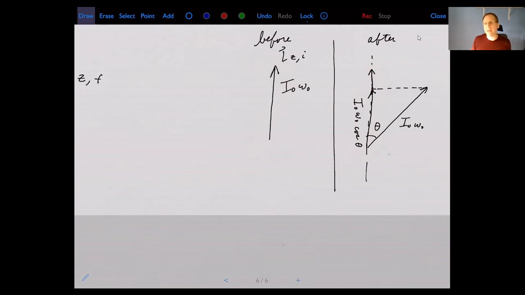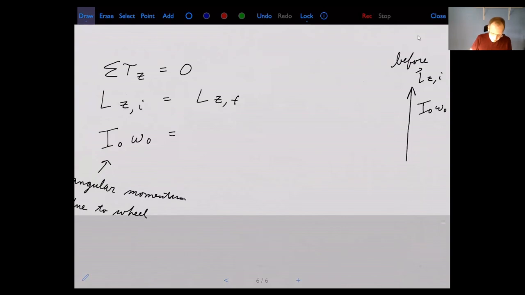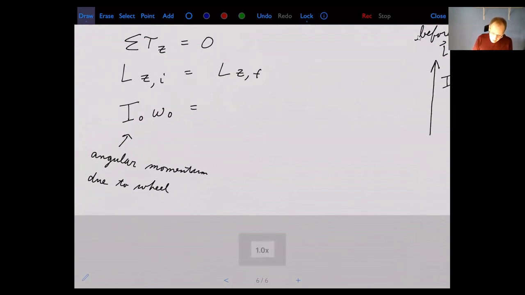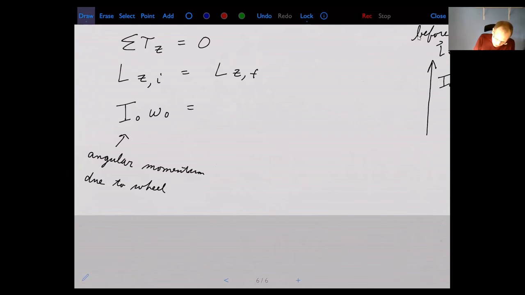You'll find now that the student and chair are rotating. So I'm going to call this I_S for student, omega_S. So now the student and chair have an angular momentum. So if we look at our formula here, initially it's just due to the wheel, I naught omega naught. And then finally, part of it will be due to the wheel, so I have to multiply by cosine theta, plus part of it is due to the student and chair.